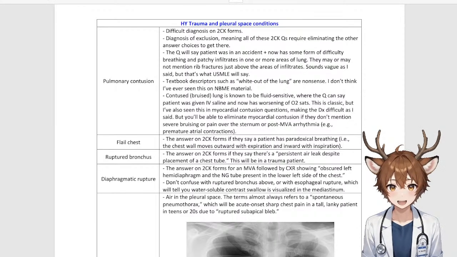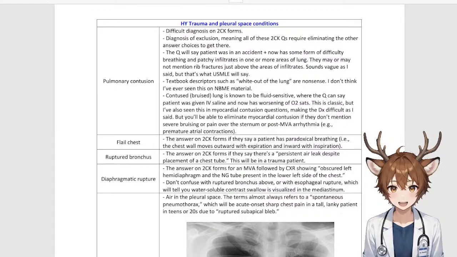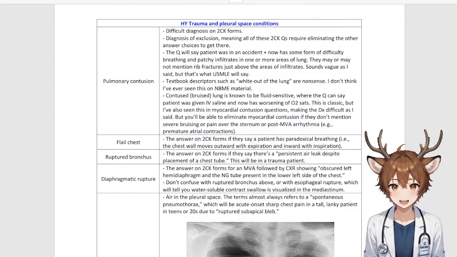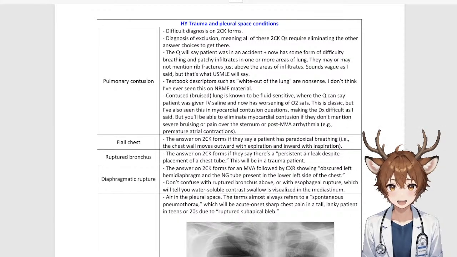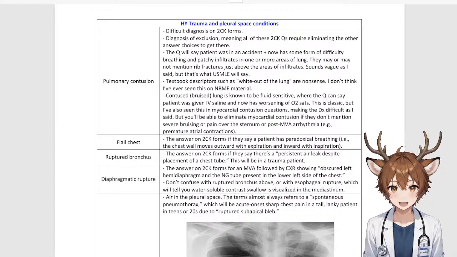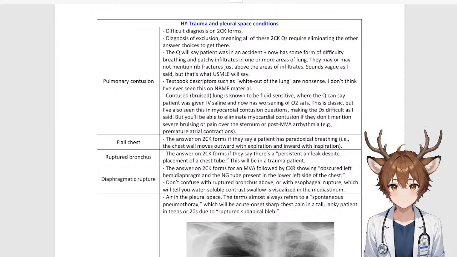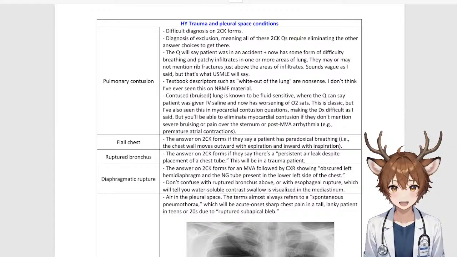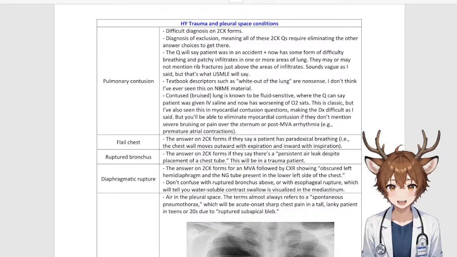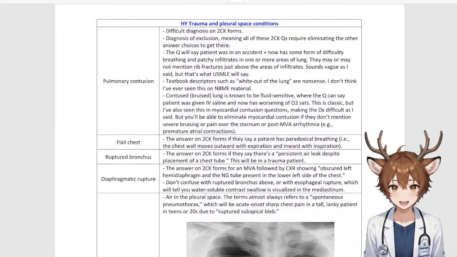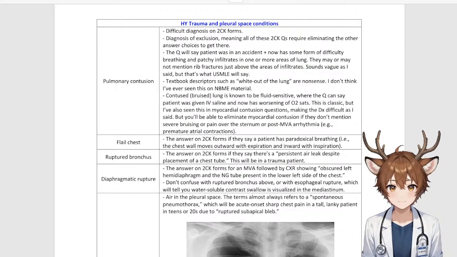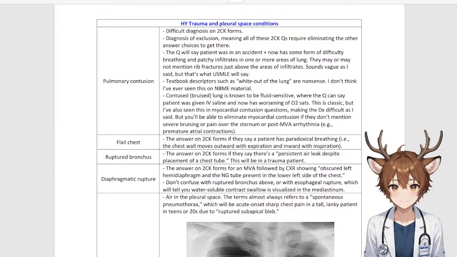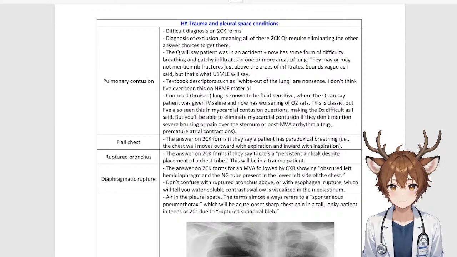Flail chest. The answer on the 2CK forms if they say a patient has paradoxical breathing, that is to say the chest wall moves outward with expiration and inward with inspiration. Ruptured bronchus. The answer on 2CK forms if they say there's a persistent air leak despite placement of a chest tube, and this will be in a trauma patient. Diaphragmatic rupture. The answer on the 2CK forms for an MVA followed by a chest x-ray.